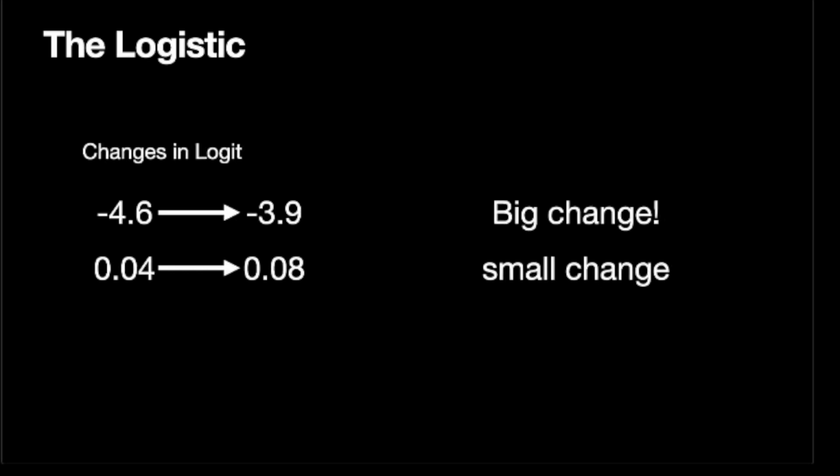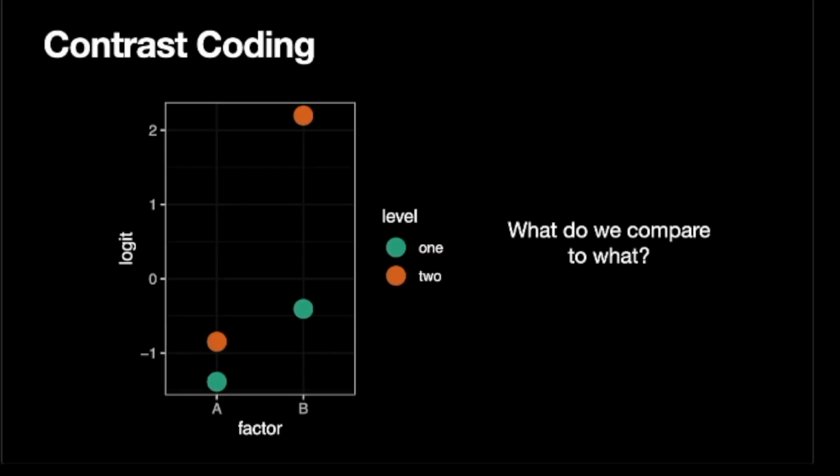On the other hand, if we convert these using the logistic transform and see how big these changes are in the logit space, we can clearly see there's been a bigger shift in the first case than in the second. Okay, great, but one more question remains. How do you describe a difference between two categories in the logit space? What do we compare to what? The contrast coding we choose here defines how we make these comparisons.